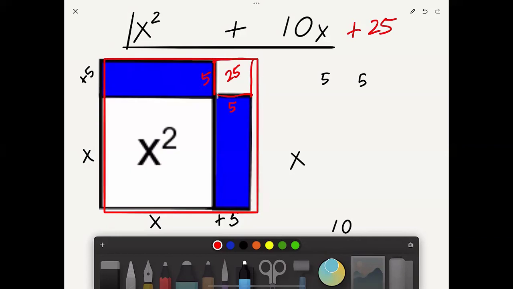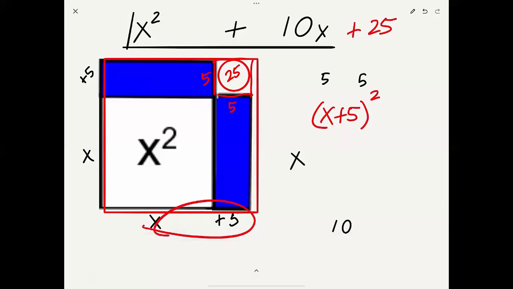You see what I've done? When I add this little part here, I basically have made a perfect square that can be written as x plus 5 squared, because that's this side times this side, okay? So that's what we're doing. That's completing the square. I'm going to give you another example.